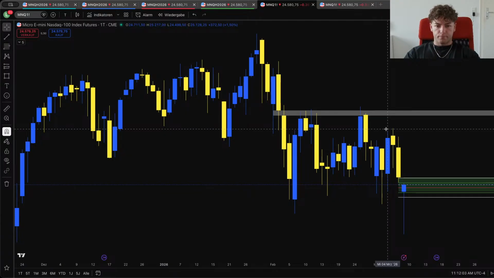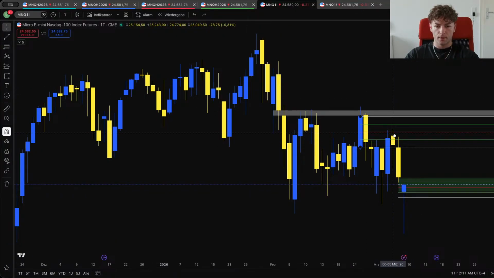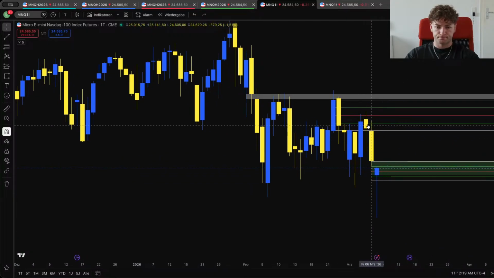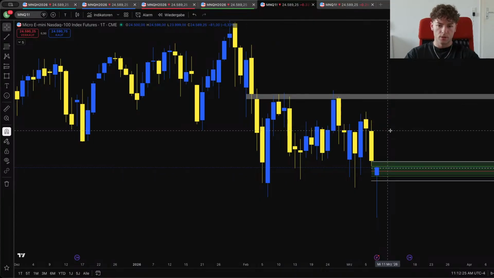Price retraced up higher and respected this auto block midpoint right here, got rejected off of the daily auto block midpoint, and is now heading lower, headed to the discount, the new week opening gap.